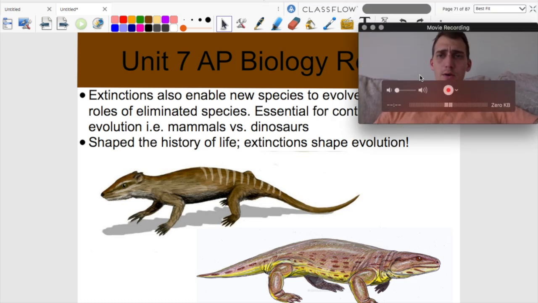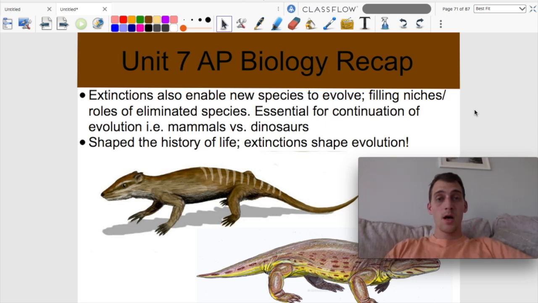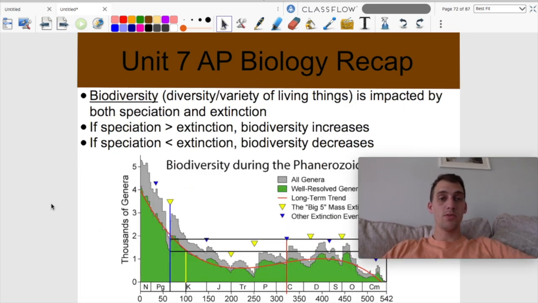As I was saying, though, extinction is a normal thing. Extinctions enable new species to evolve. They fill new niches, or the roles of eliminated species. And it changes. Environments change, species change, biodiversity changes. And extinction is essential for the continuation of evolution. Like mammals wouldn't have ever diversified in the way they have if it weren't for the dinosaurs going extinct. So as I said, it shaped the history of life, and extinctions shape evolution.